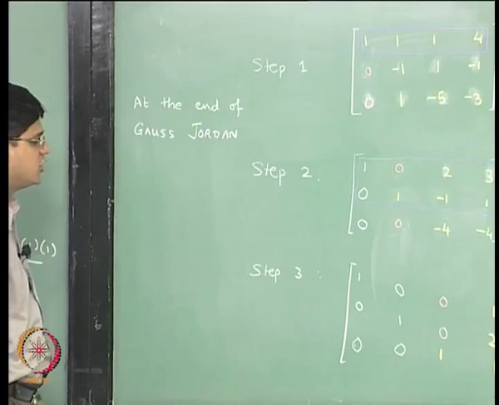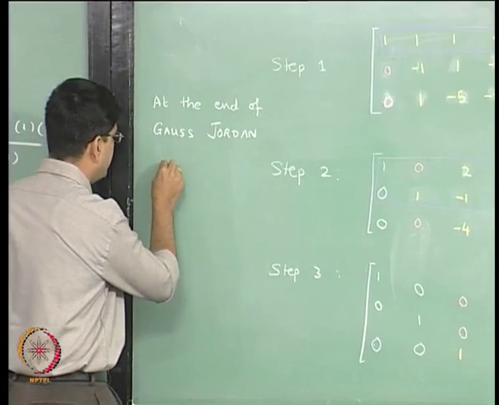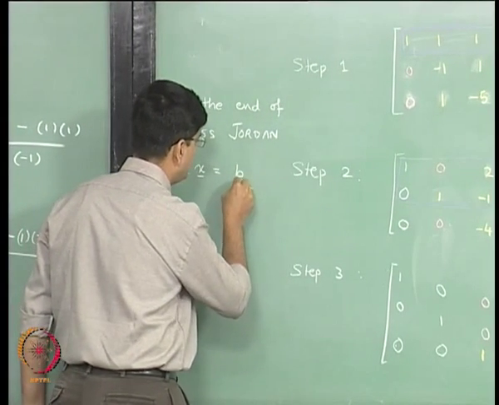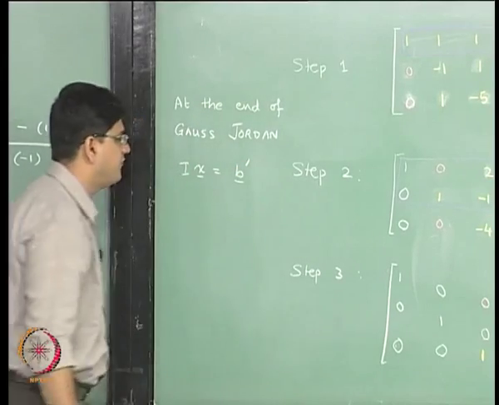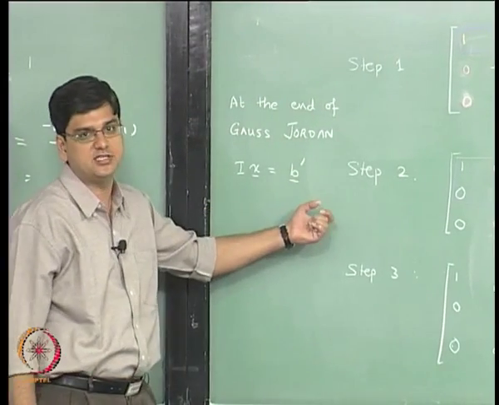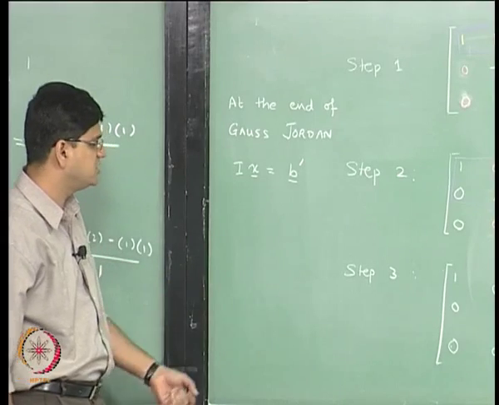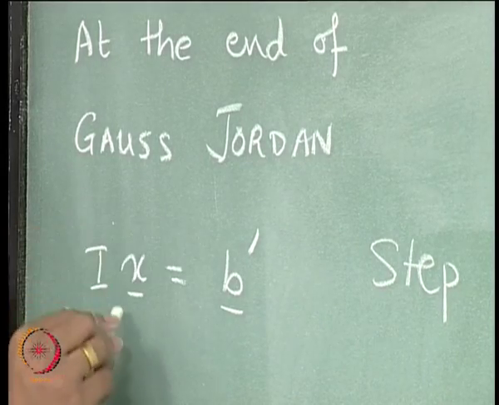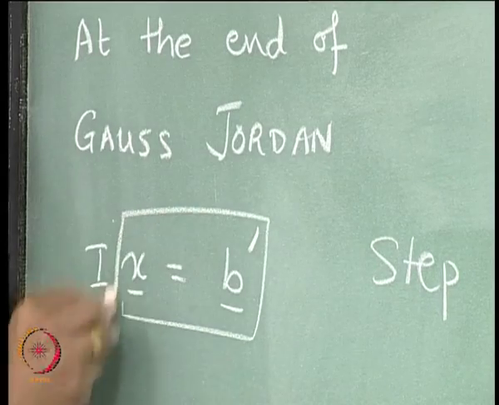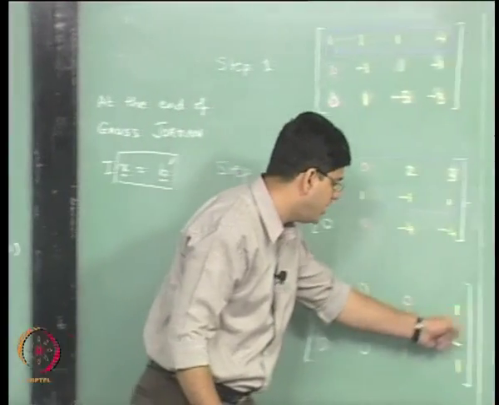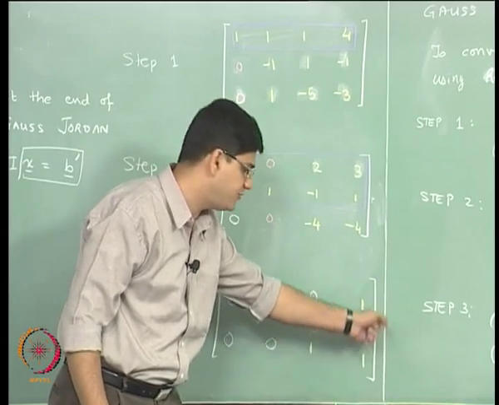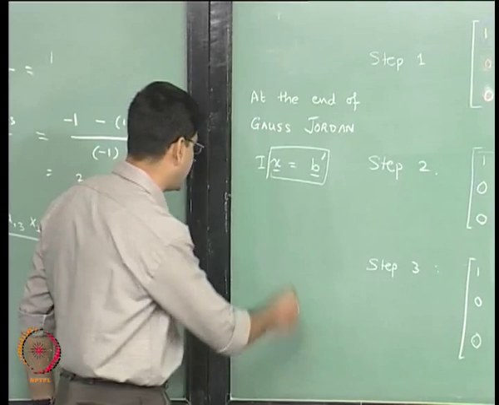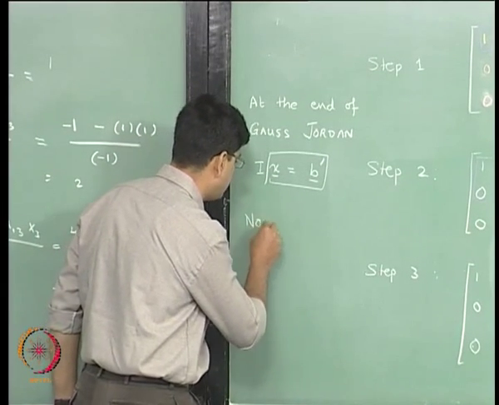At the end of the Gauss Jordan method, we basically have the identity multiplied by x bar equal to b dash bar, where b dash is the b that has been transformed through the row operations that were performed on the matrix A as well. This basically means that what we get in place of the vector b is the solution that we are seeking. So, no back substitution is required.